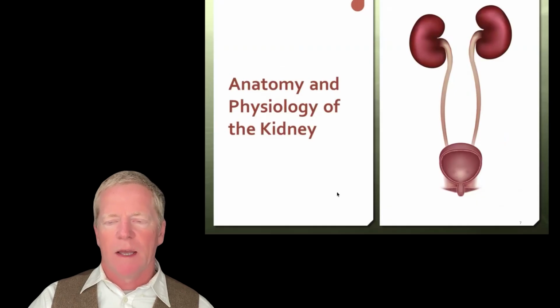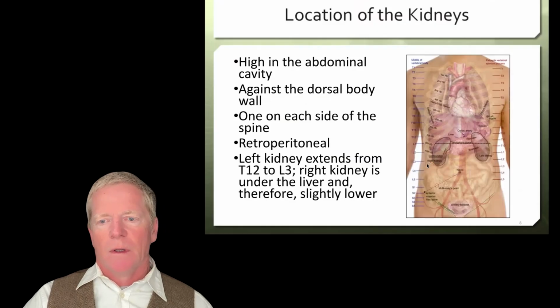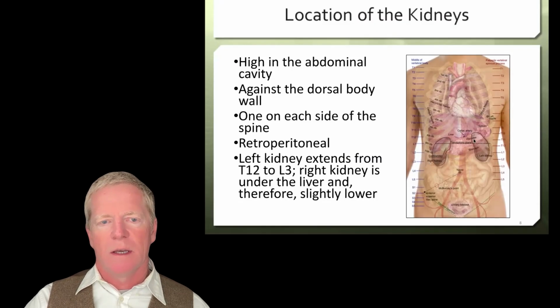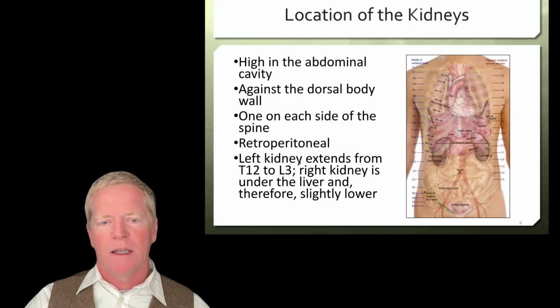Let's talk about the anatomy and physiology of the kidney and the urinary system. There are, as I said, two kidneys that are quite high up in the abdominal cavity against the dorsal body wall. One is on each side of the spine. They are in the back of the peritoneal cavity, and the left kidney extends from T12 to L3, whilst the right kidney is slightly lower under the liver.